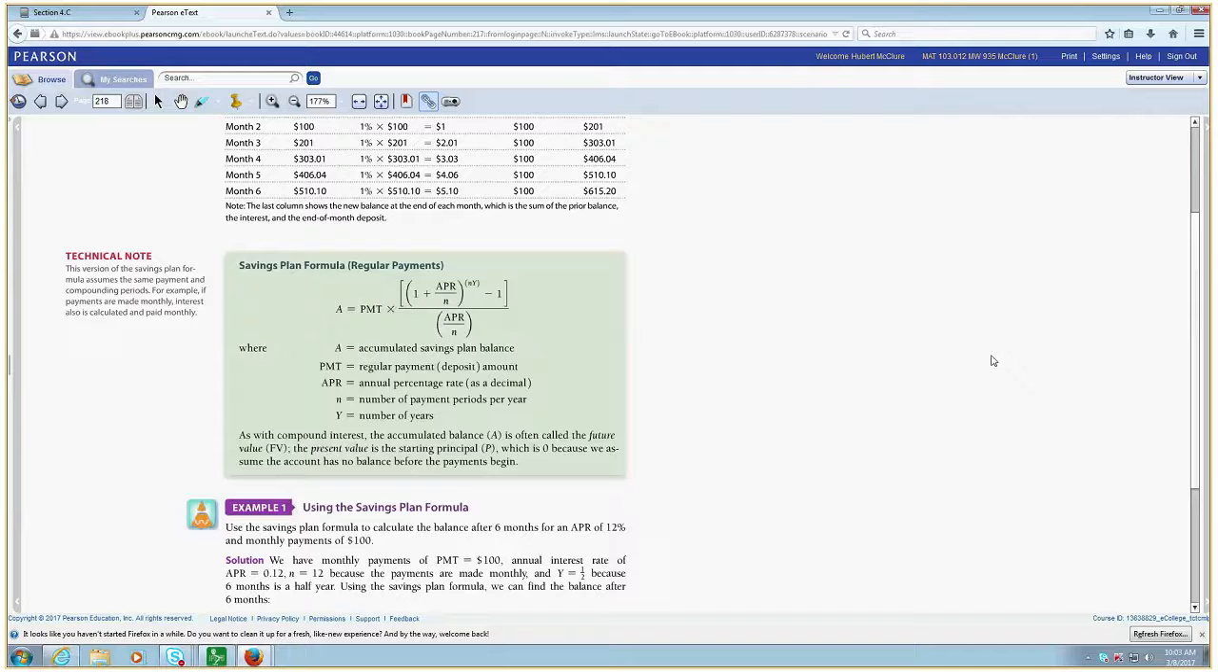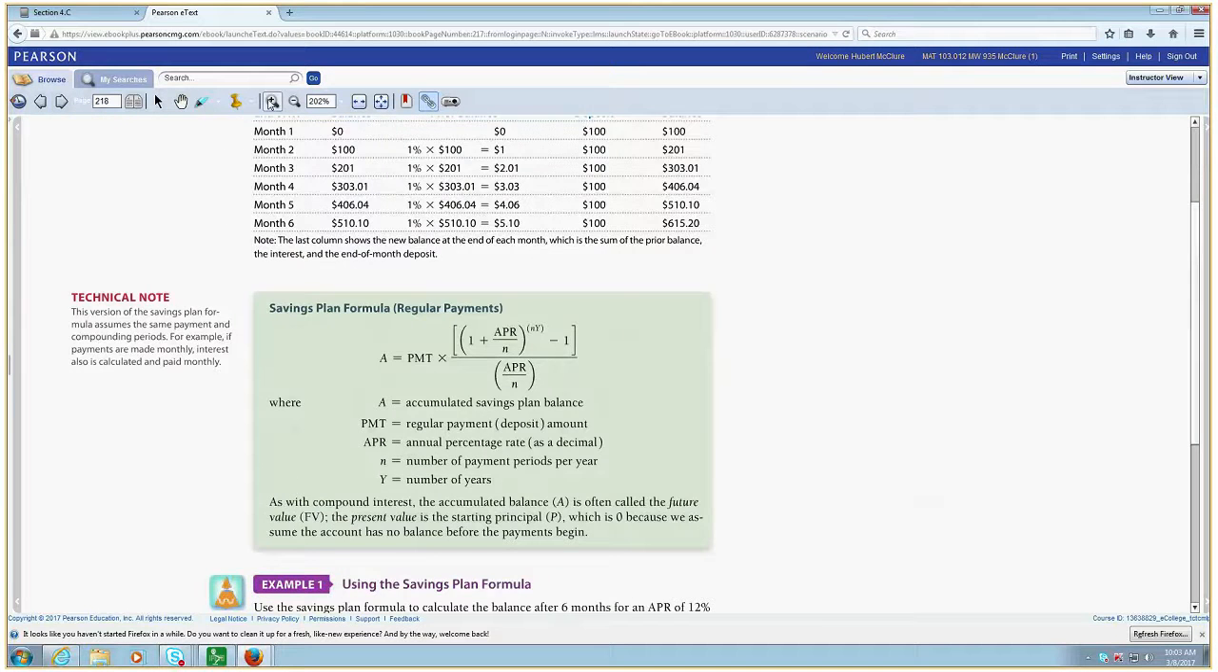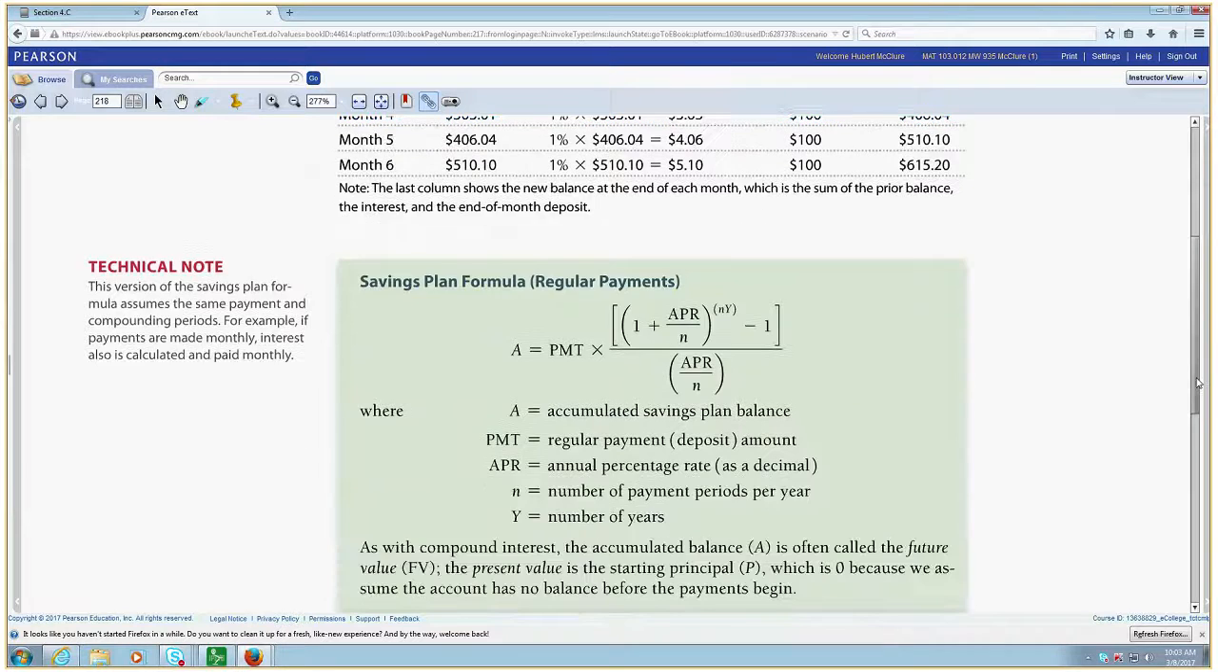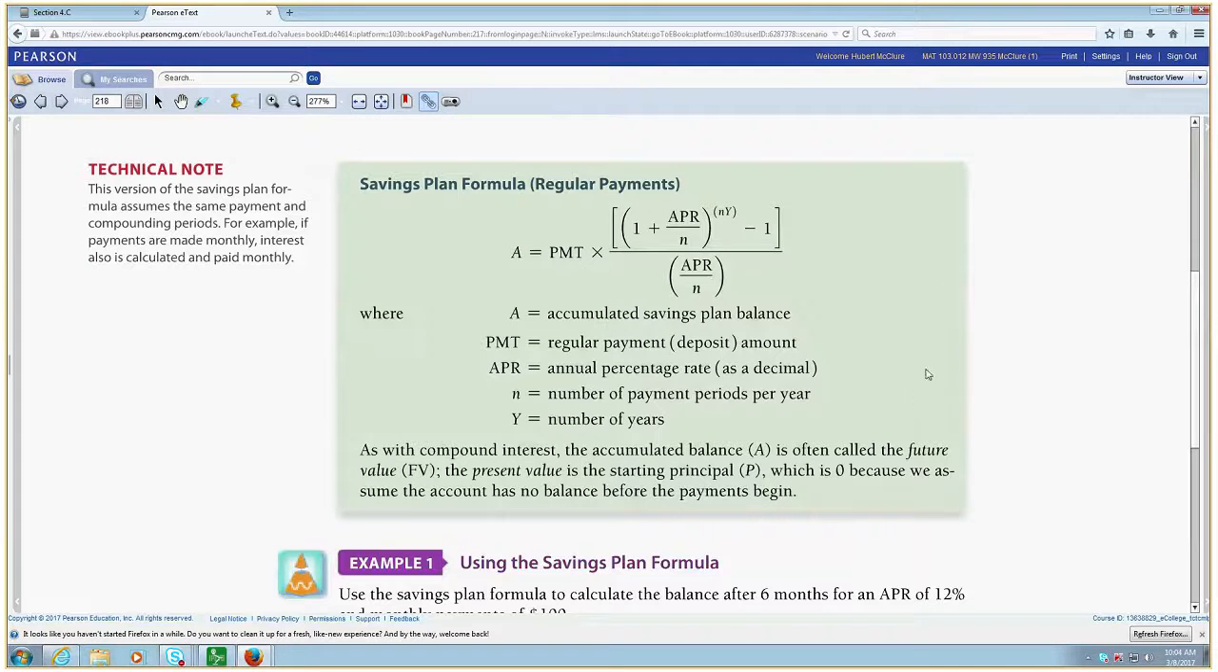I'll blow it up. I need to blow it up here. The payment is $100 a month or whatever.